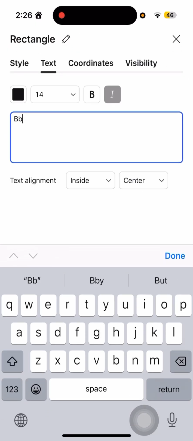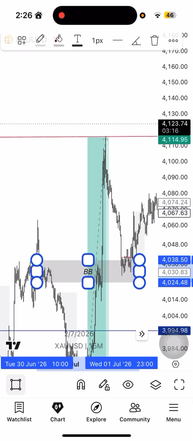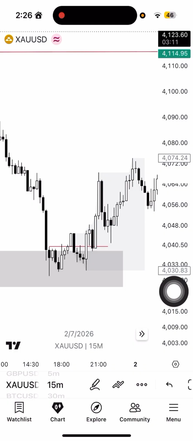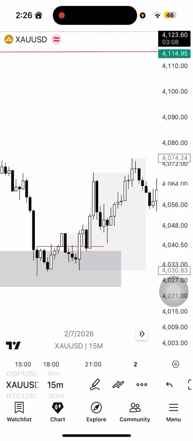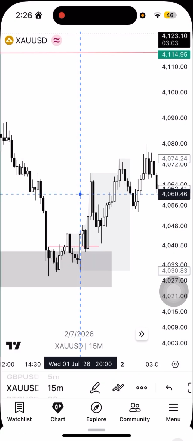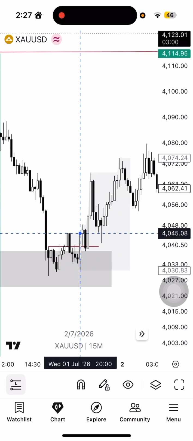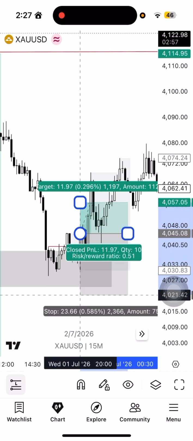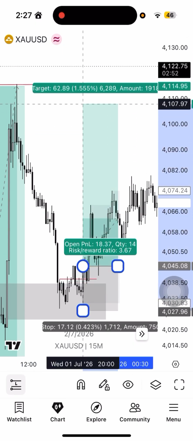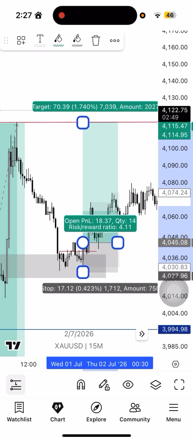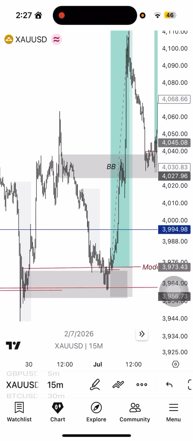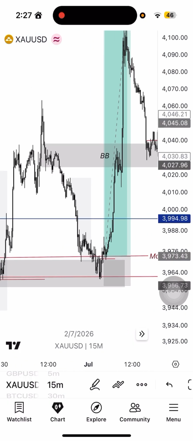Here we have our breaker block around this level, and we can see how the market tapped on it, and then it gave us a bullish engulfing candle that closed above the zone. So at the close of this candle, we get our confirmation for the buys. So we enter right there, stop loss below, and take profit at the swing high. Alright, so that is how we got our confirmations for these two trades, which I shared in my Telegram channel.